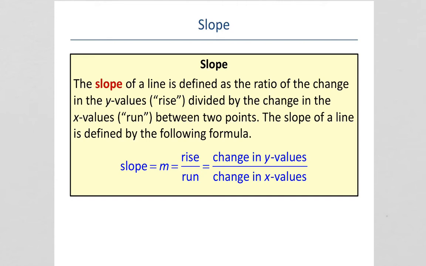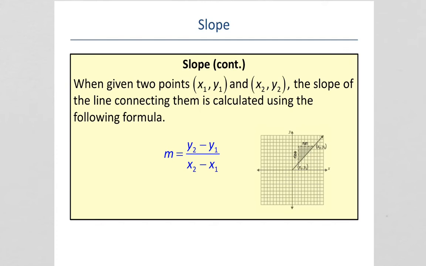The slope of a line is defined as the ratio of the change in the y values, the rise, divided by the change in the x values, the run, between 2 points. The slope of a line is defined by this formula. The slope, which we call m, is rise over run. It's the change in the y values over the change in the x values.